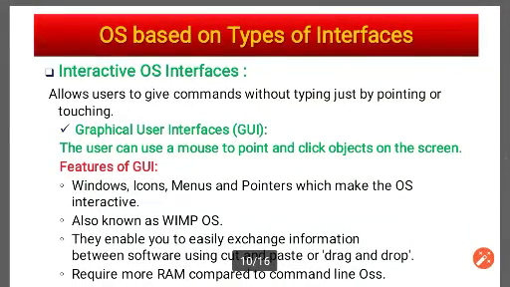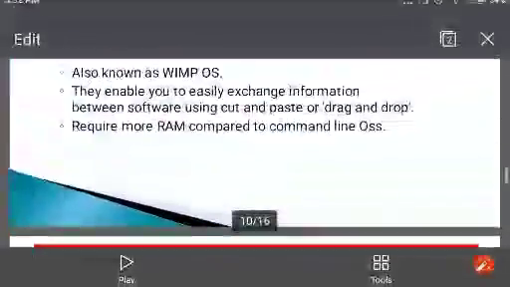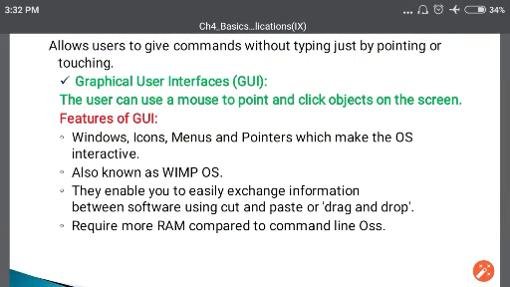Next, based on the interface, we have one more category, that is interactive operating system interfaces, which allow users to give commands without typing them. They can give commands just by pointing or touching. We have some more categories of interactive operating system interfaces. The first one is the graphical user interface, and the next one is the touch screen interface. Let us first understand the graphical user interface.